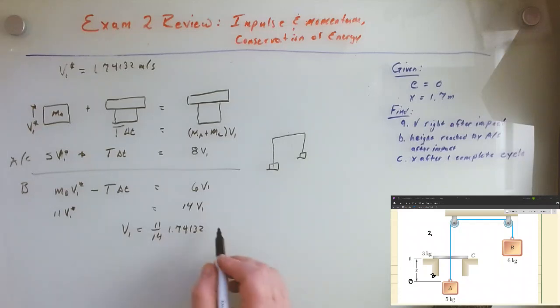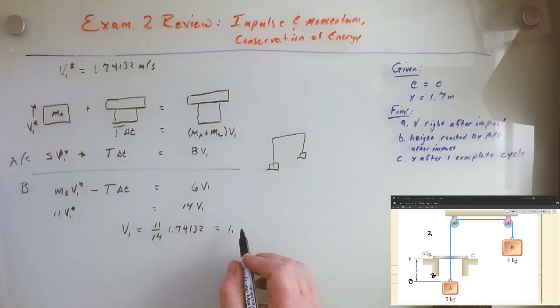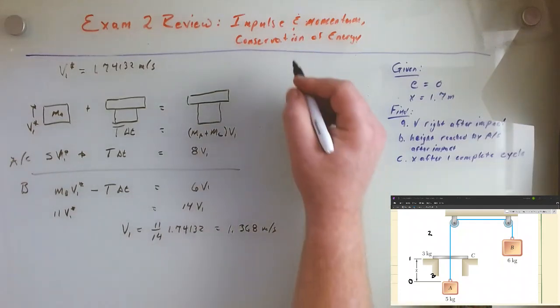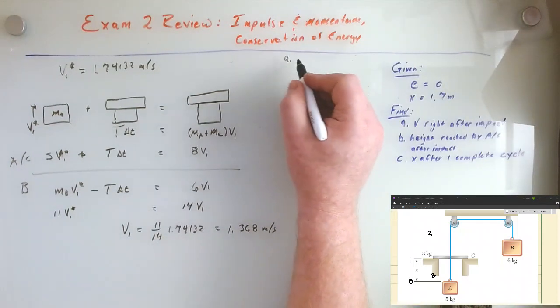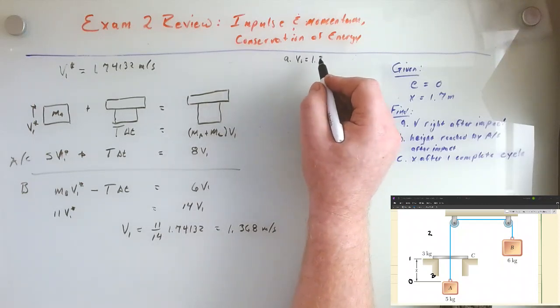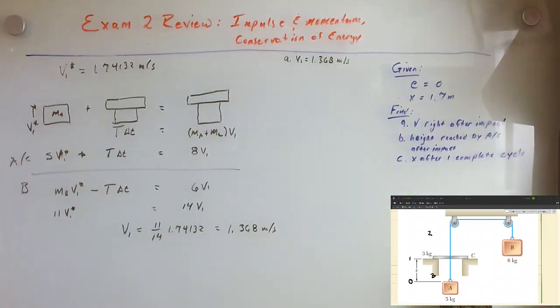1.74132. And what does that equal? Let's see, that's times 11 over 14. And that gives us 1.368 meters per second. And this is the value we need. So let's store this. We'll put this away for safekeeping up here. So we'll say V1 equals 1.368 meters per second. Okay.